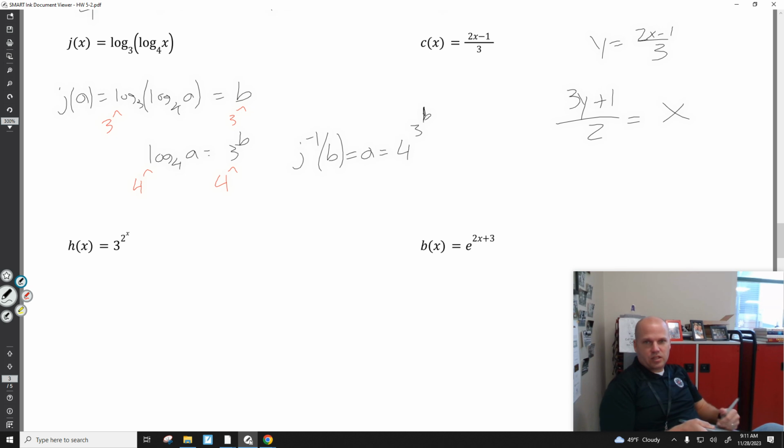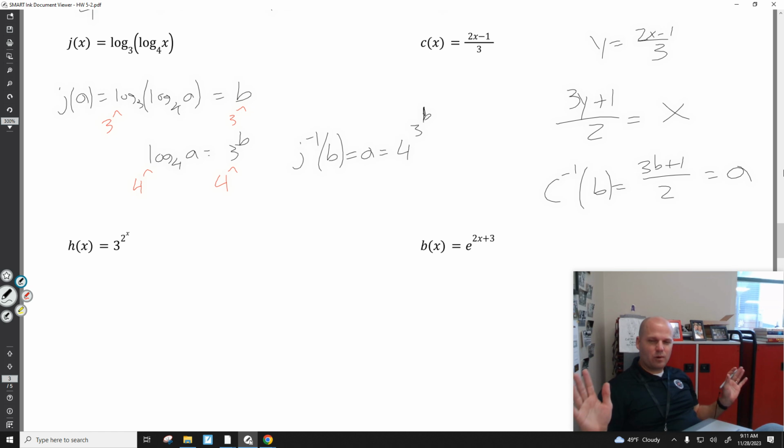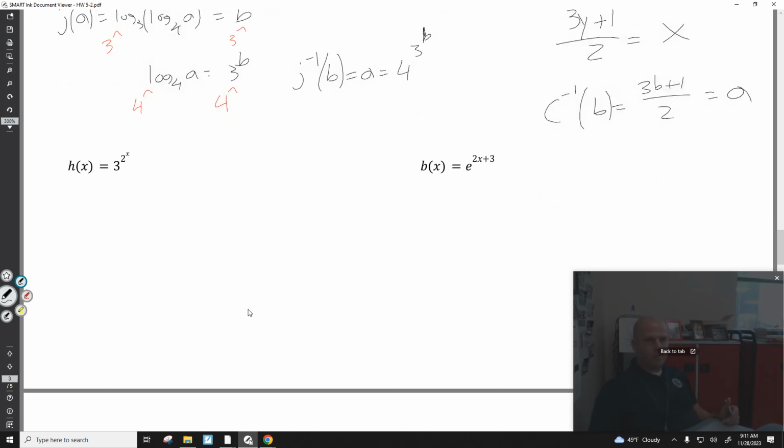You can say this is c inverse of b, 3b plus 1 over 2, which will give you an a. It'll take the b, bring it back to a. It'll take the y's, bring them back to x's, which is what we want. We don't want to say the x's are going to go back to the y's. It can get confusing if you're talking about c being the function. All right, cool.